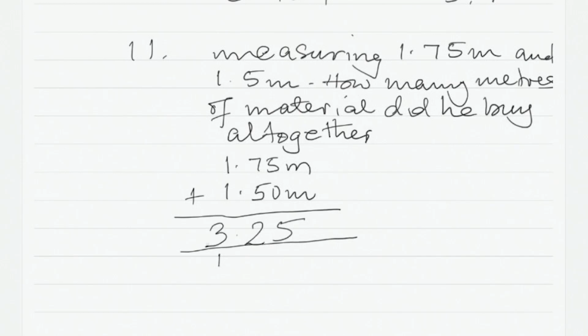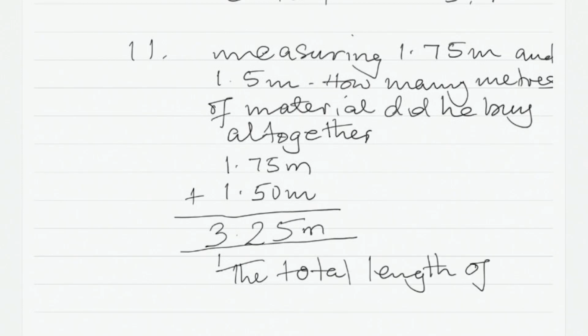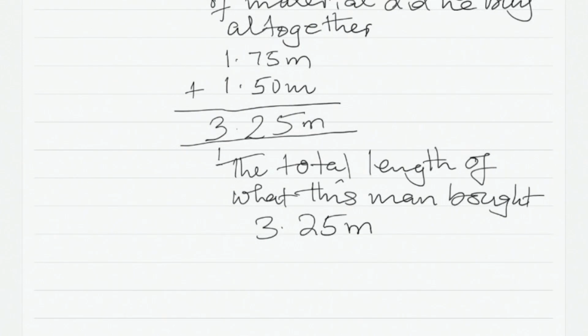So the total length of what this man bought was 3.25 meters, giving us the answer to be B. Let's move on.